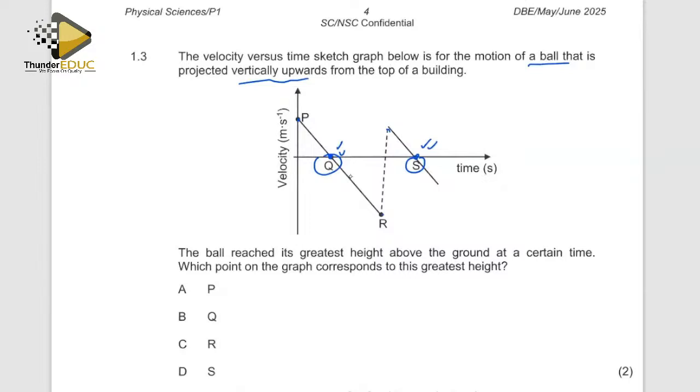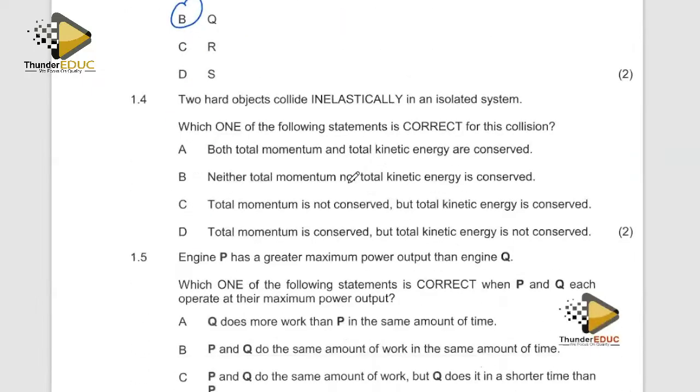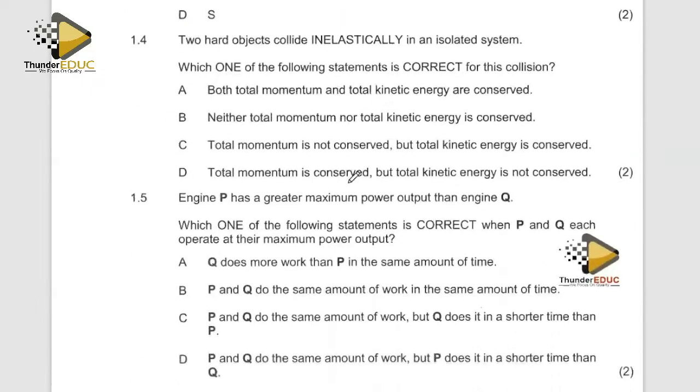So the ball reaches the highest height above the ground at a certain time. Which point of the graph corresponds to that? So I'm going with Q, okay? That's 1.3. And then 1.4, 2 hard objects collide inelastically in an isolated system. Which of the following sets of statements will be correct? So both total momentum and kinetic energy be conserved?